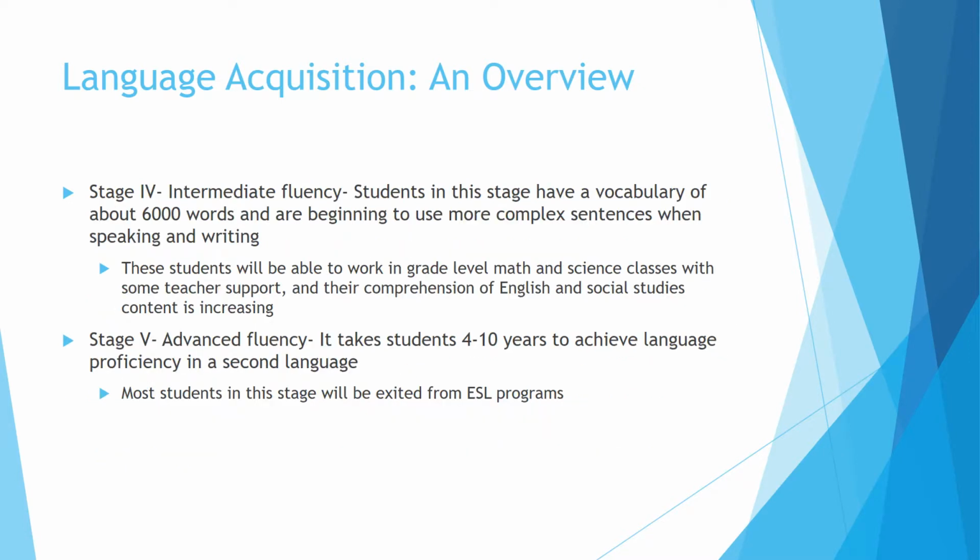Stage 4 is intermediate fluency. Students in this stage have a vocabulary of about 6,000 words, and they're beginning to use more complex sentences when speaking and writing. They're going to be able to work in their grade level math and science classes with some teacher support, and their comprehension of English and social studies content is increasing. Then the last stage is advanced fluency. It usually takes students 4 to 10 years to achieve language proficiency in a second language, and most of these students will be exited from ESL programs.